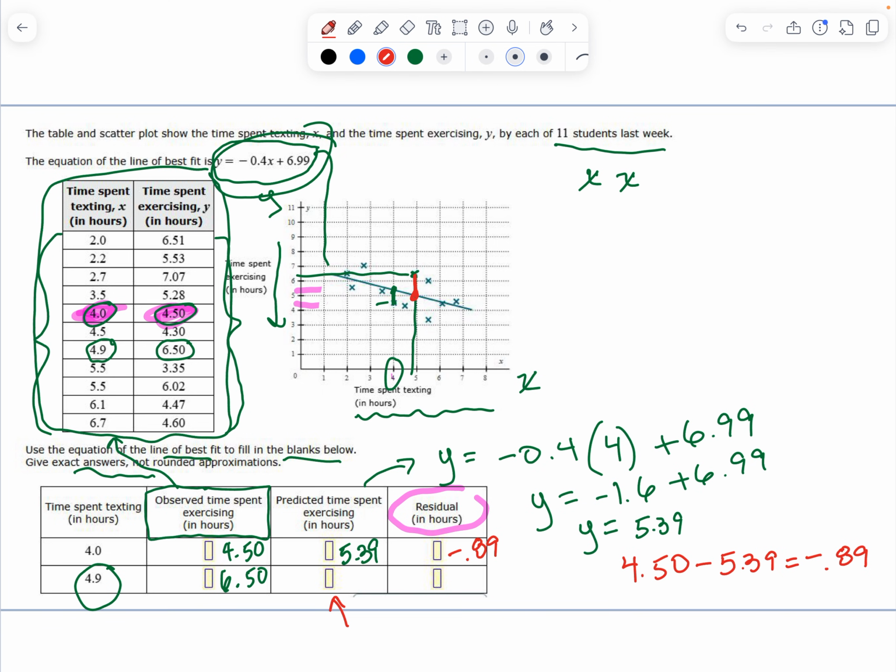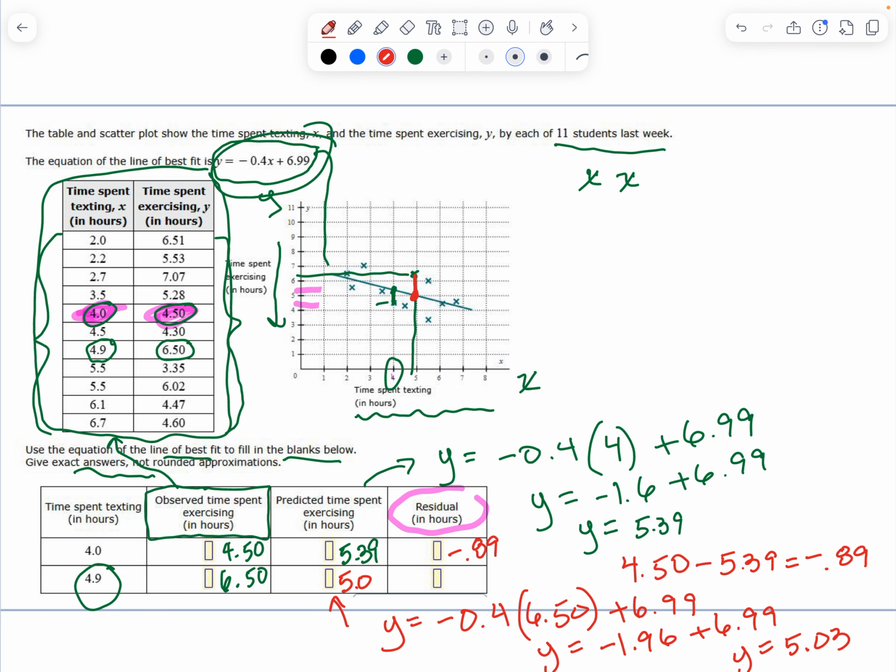For here, we're going to use that prediction line, but this time we're going to put 4.9 in. Negative 0.4 times 4.9 becomes negative 1.96 hours, plus 6.99. So what we predict is that they would have worked out a little over 5 hours. We're going to put that right here, 5.03.